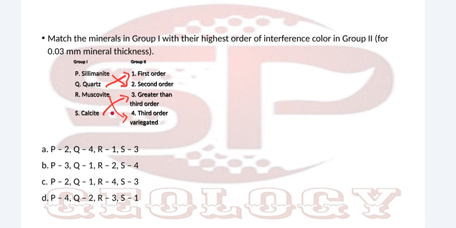So this will be known from the birefringence. Calcite has higher birefringence, 0.142, and others like quartz have very low birefringence, 0.009. So from that you have to remember. Otherwise you have to remember the simple order of interference color of individual minerals. So the answer will be P2, Q1, R4, S3.